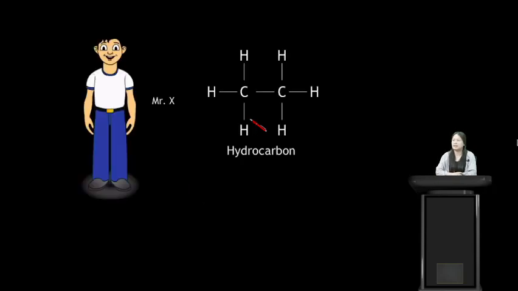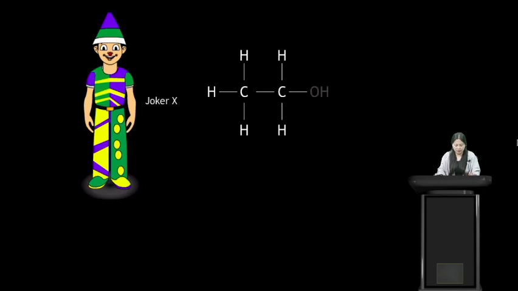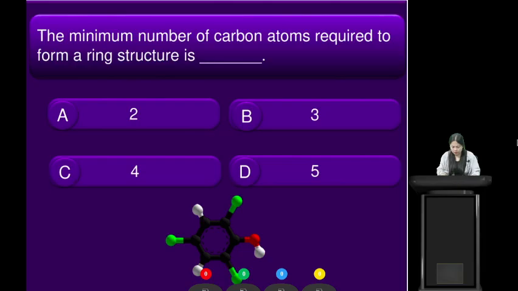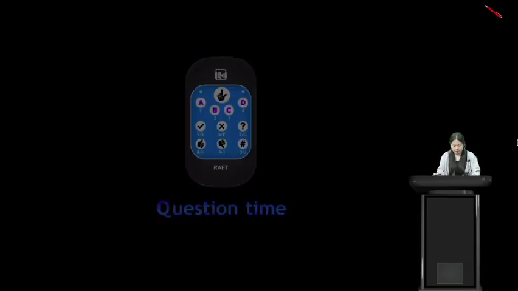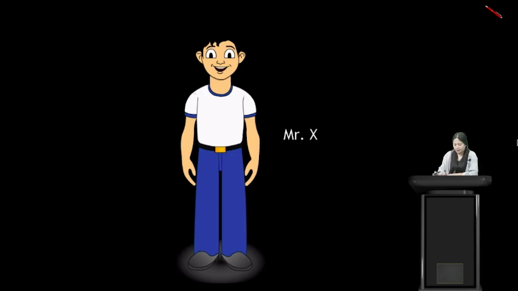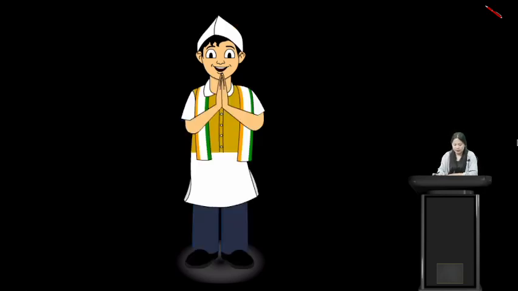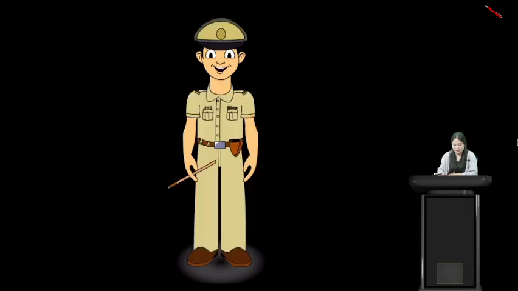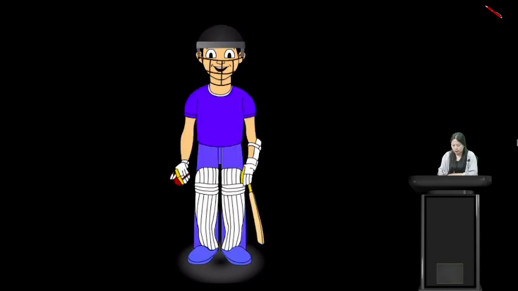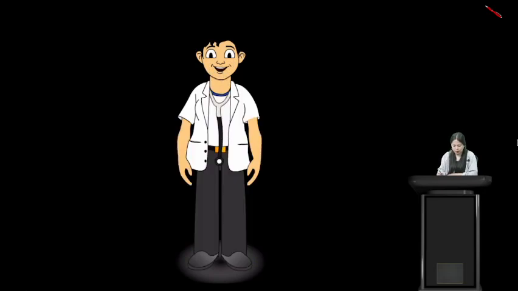Alright students, so let us come here. We have Mr. X here. Okay, it can be any person. We have Joker here. Yes, we have Mr. X here. Then we have here politician X. We have here police. So police X. Then we have here cricketer. And we have here doctor. We have joker.